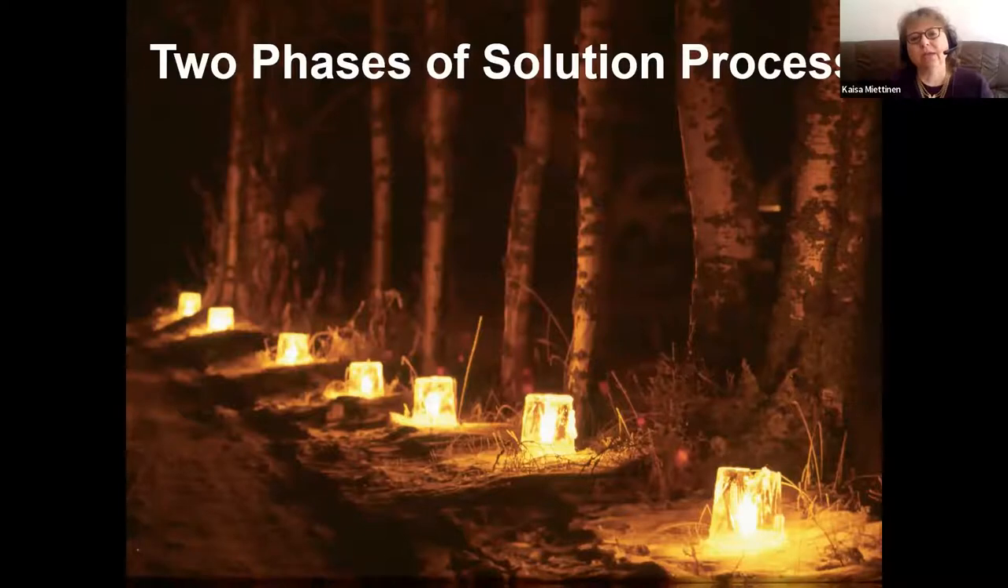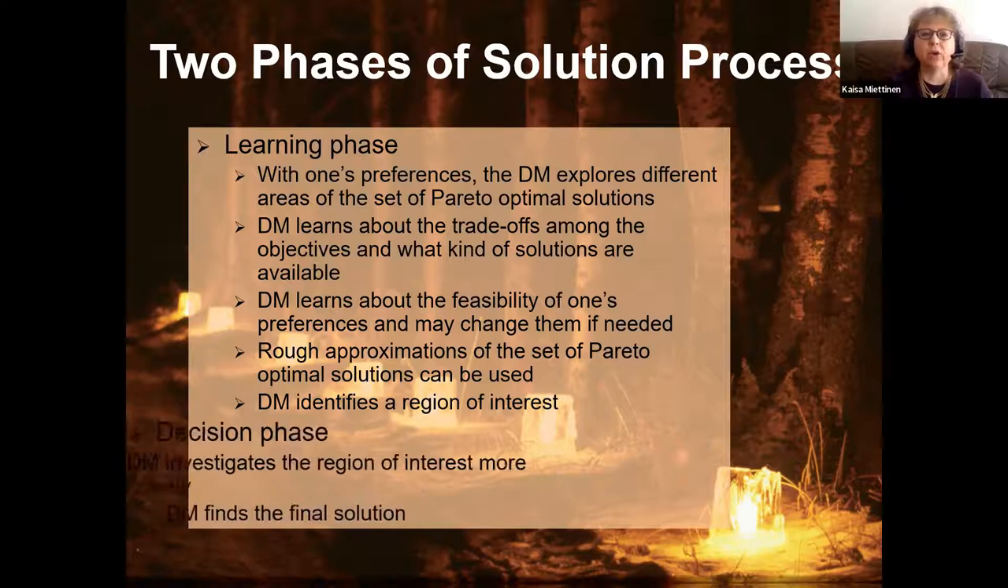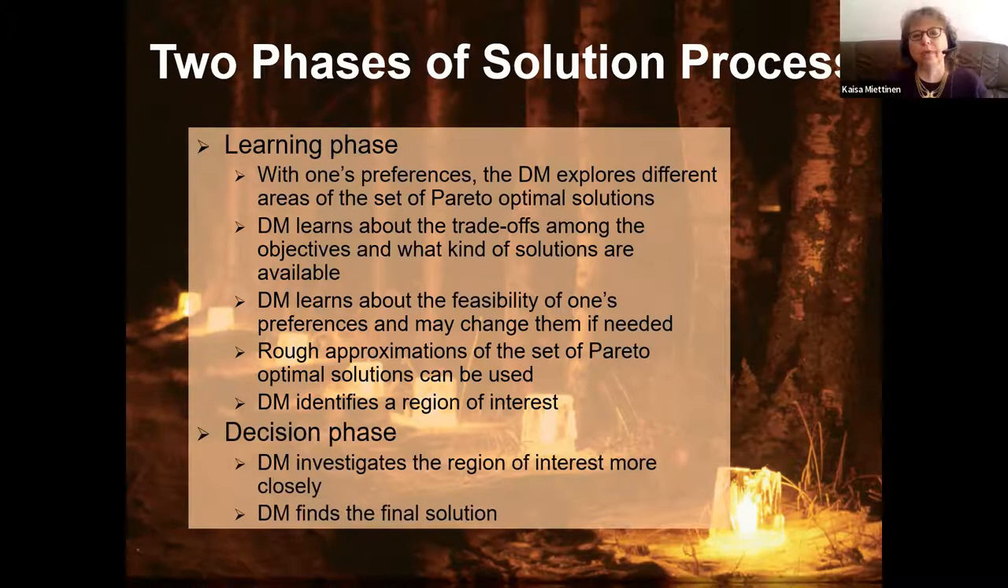In many cases, when we solve multi-objective optimization problems with real decision makers, we can identify two phases in the solution process. In the learning phase, the decision maker explores different solutions, learns about the trade-offs, learns about the feasibility of one's preferences, and eventually gets a rough understanding about what kind of solutions are available, and finally identifies a region of interest that is the most promising area. And then in the decision phase, one fine-tunes the solution finding in that region of interest to finally find the final solution. So learning phase and decision phase.